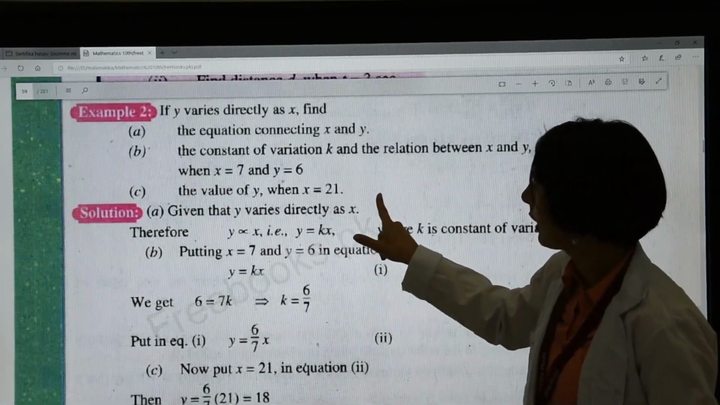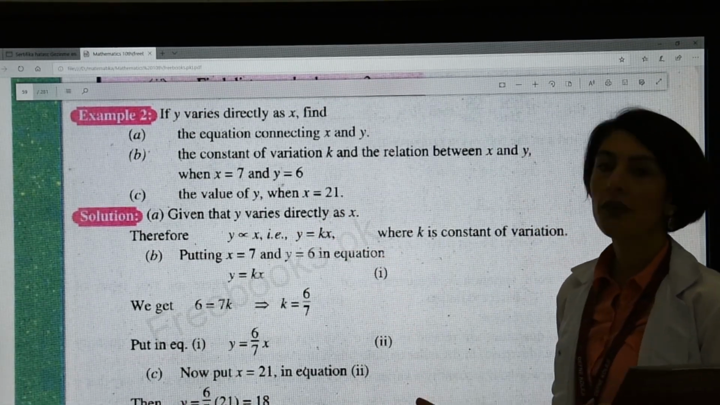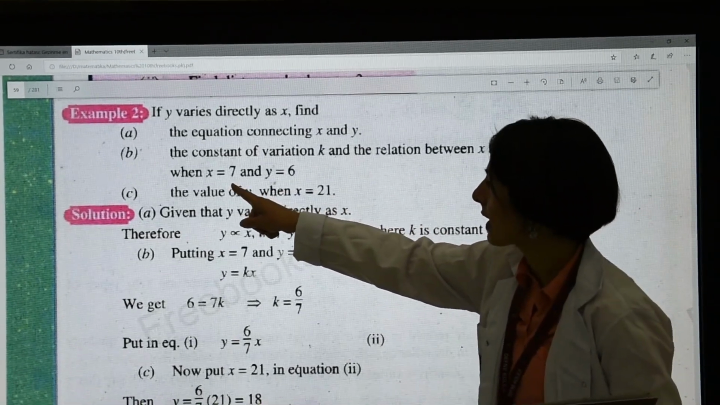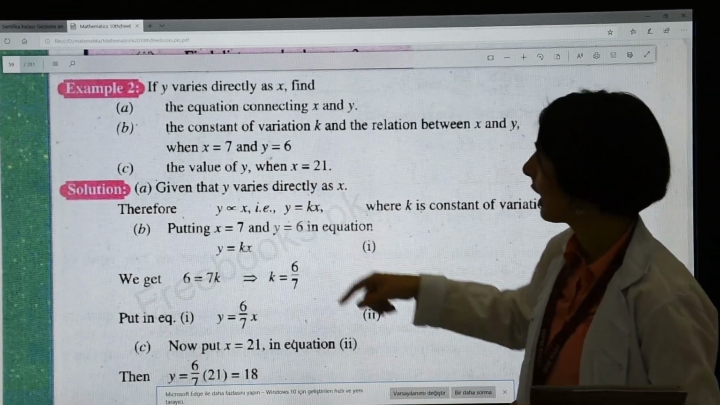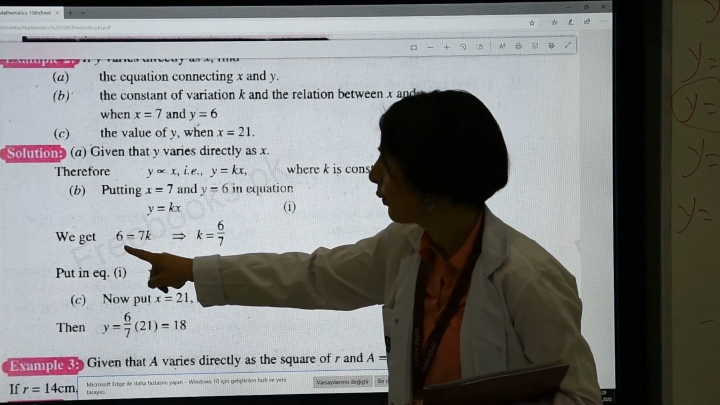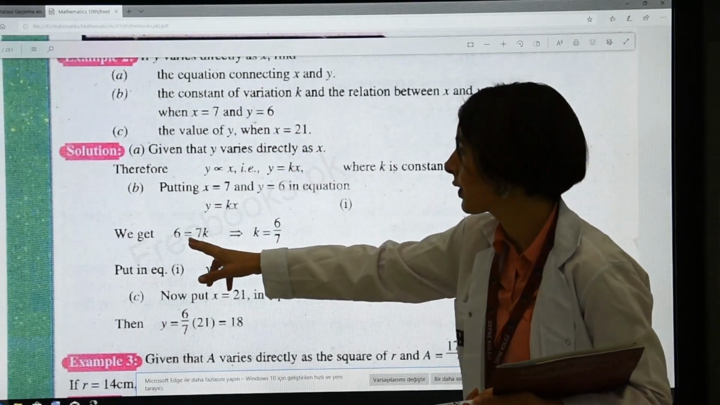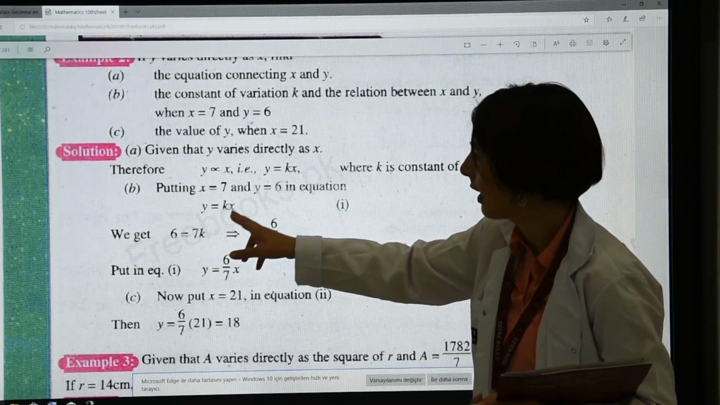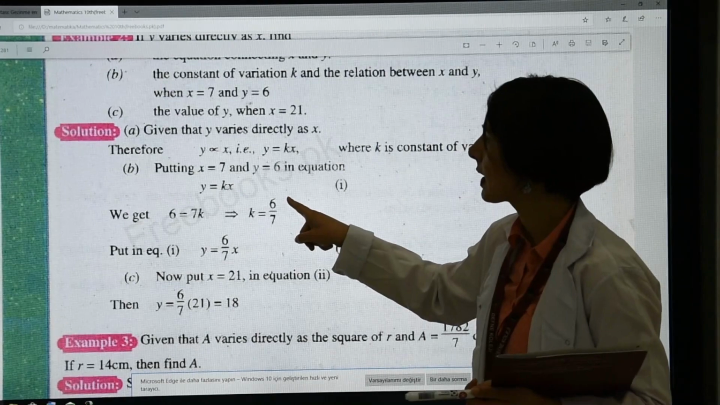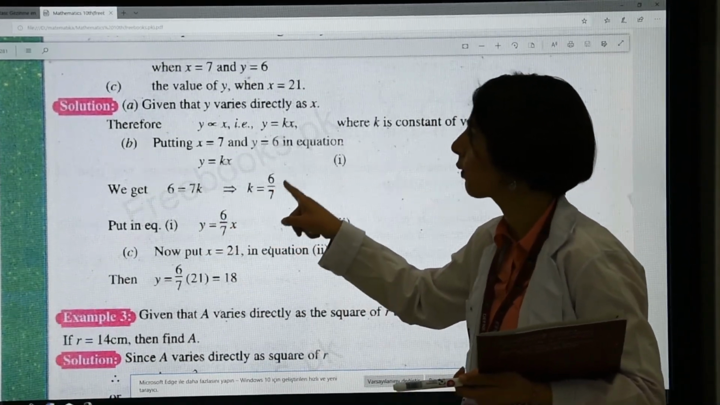And now that I know that the equation I'm looking for is y equals kx, I can find the values. For example, in point B, x equals 7 and y equals 6. Now I can find k. So instead of y, I can put the value 6, so it's just 6 equals 7k, because the value of x is 7. So k equals 6 over 7, right? Because we're going to divide by 7, so k equals 6 over 7.